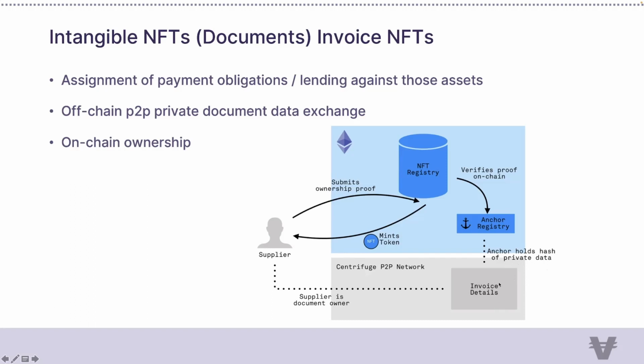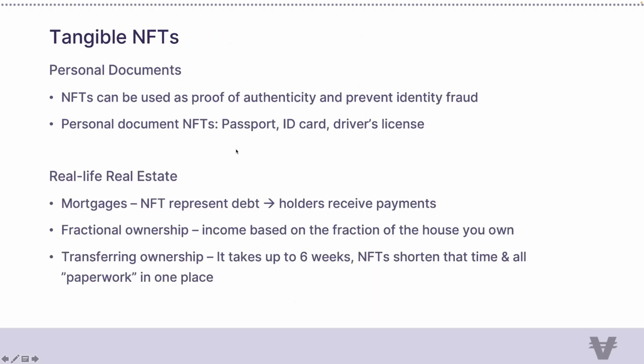So those invoice details can then be traded or transferred on the Centrifuge peer-to-peer network, which then shows that the supplier is the document owner. But you cannot find that the supplier is the owner on the blockchain. So on-chain ownership, but off-chain peer-to-peer private document data exchange.